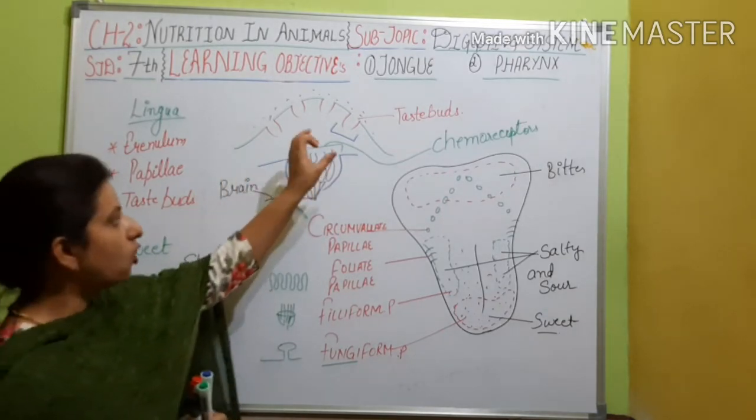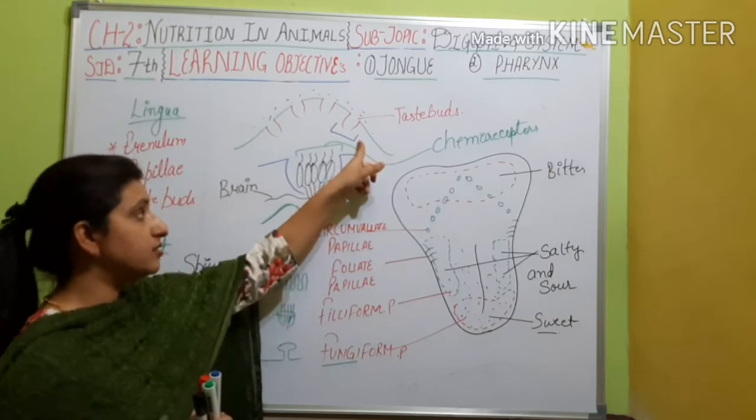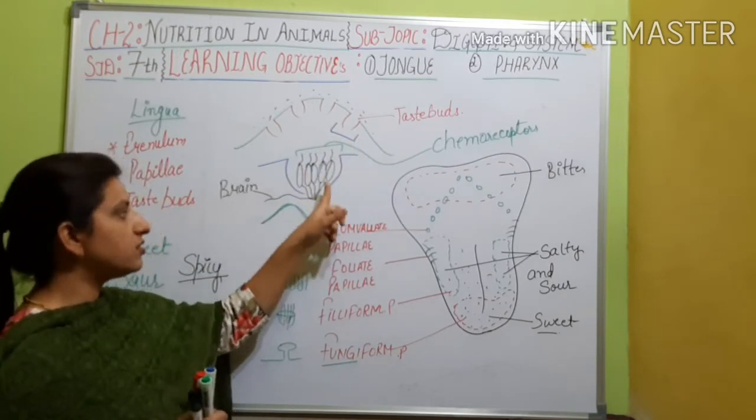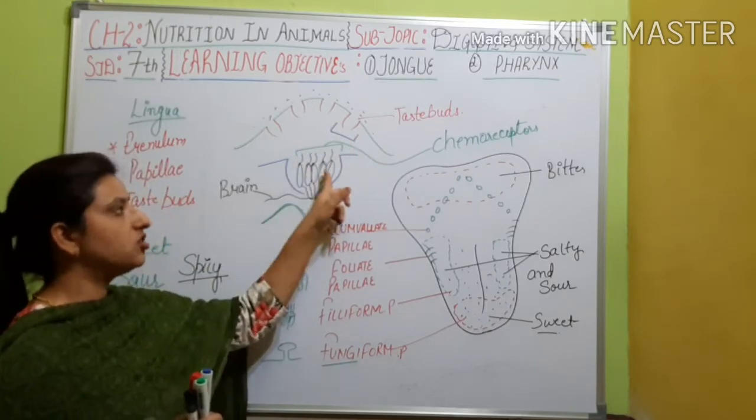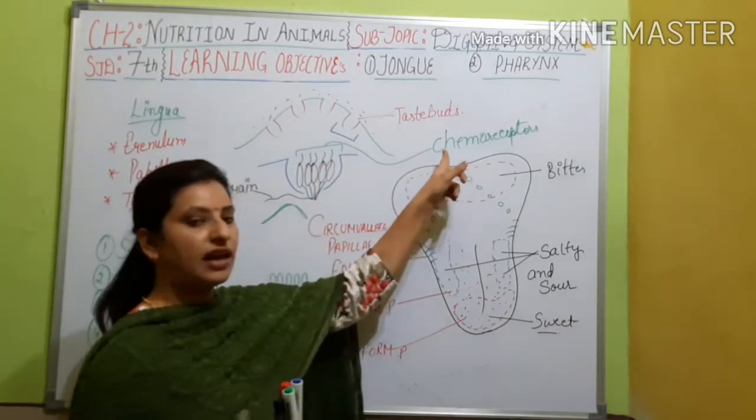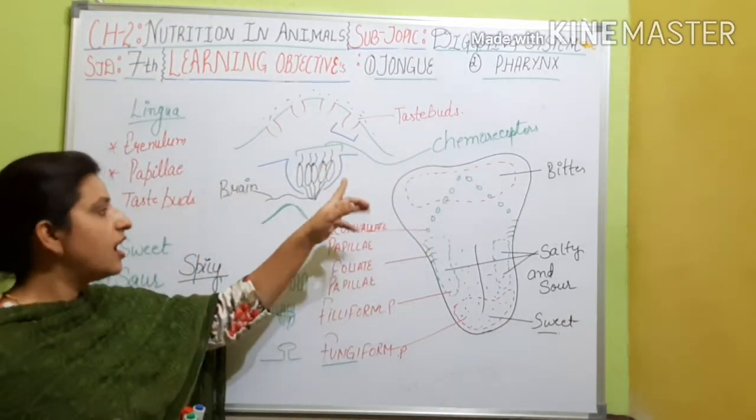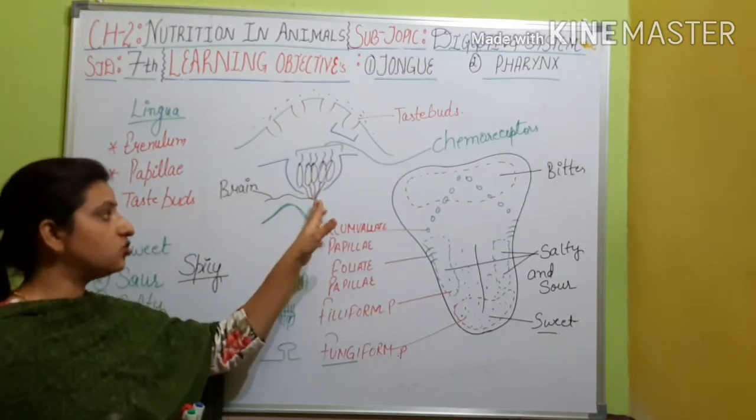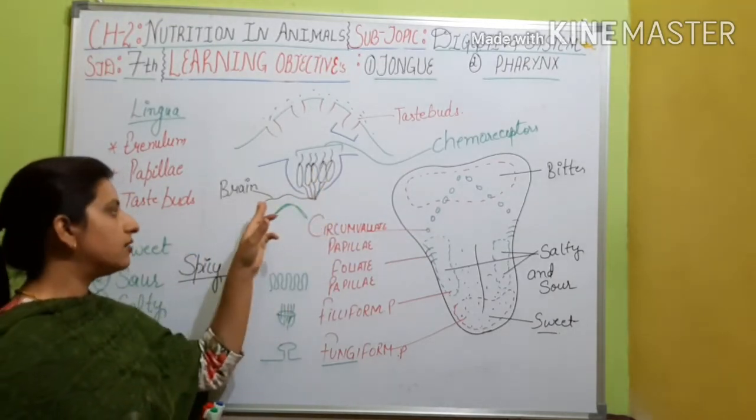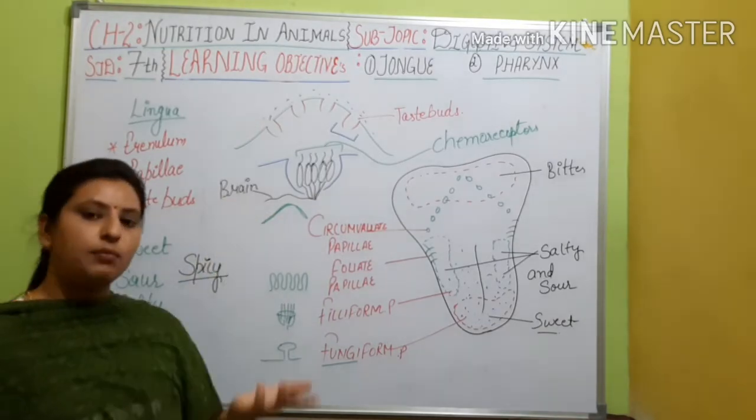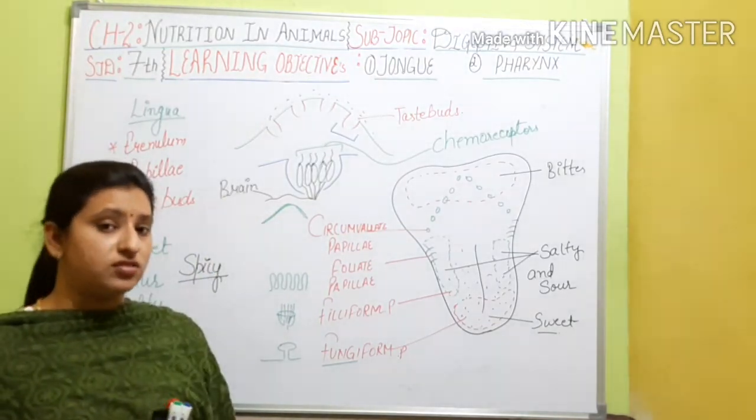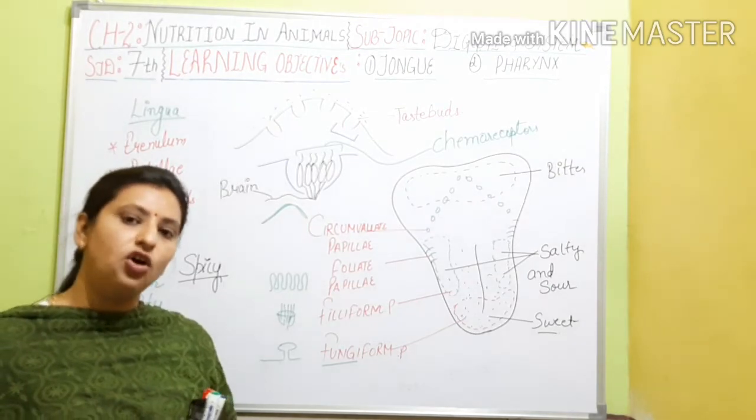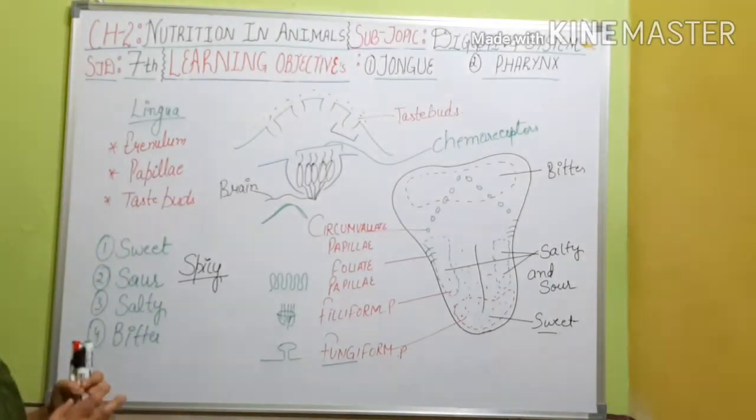Also, if I go for the diagram of a single taste bud, you can see that each taste bud has these hair-like structures, and they are the chemoreceptors. They help in finding out the taste, and when the chemoreceptors find the taste, they send a message to the nerve cells, and nerve cells send a message to the brain, and then our brain identifies what kind of taste we are having in a food. So this is all about the tongue.